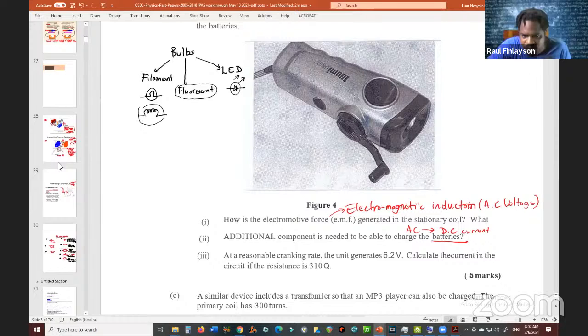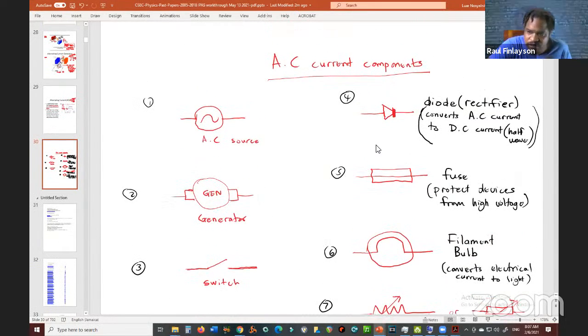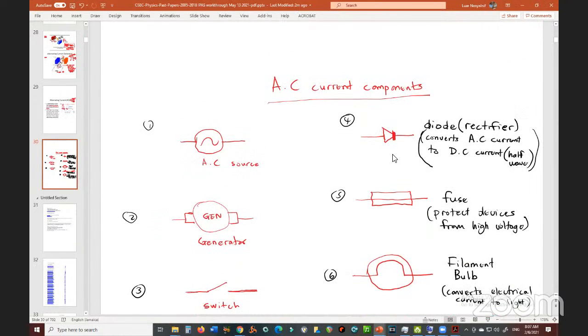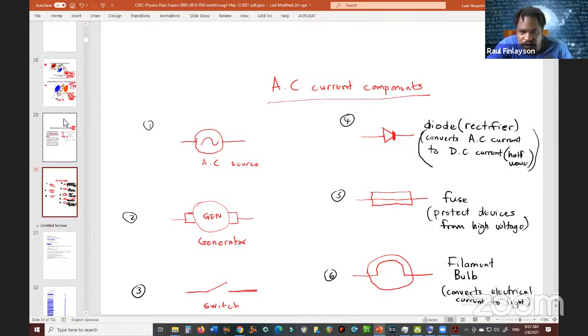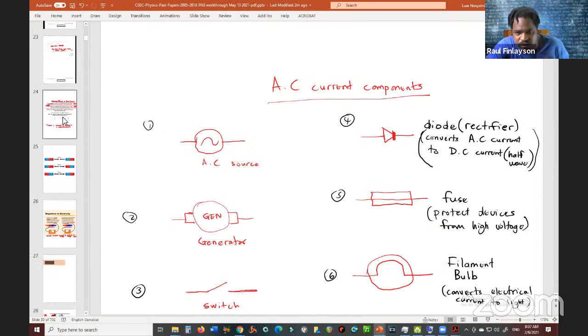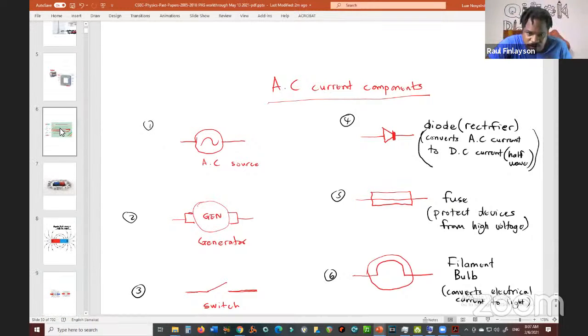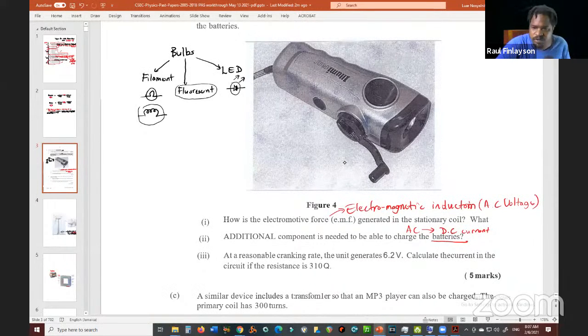It's actually interesting because I did teach you this some time ago. The diode, sir. Yes, the diode. But again, nobody remembered. Anyway, this is the device you may use, the diode. So they're looking for that. All right, so let's put diode here.